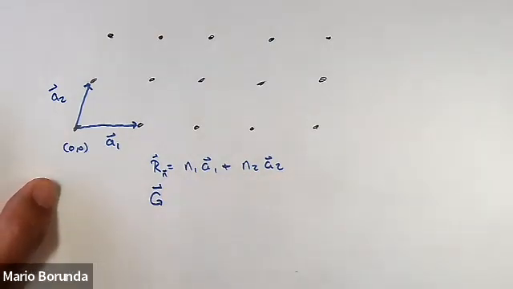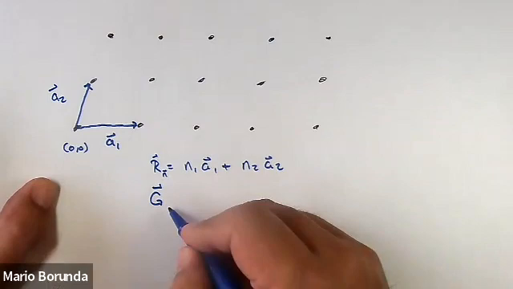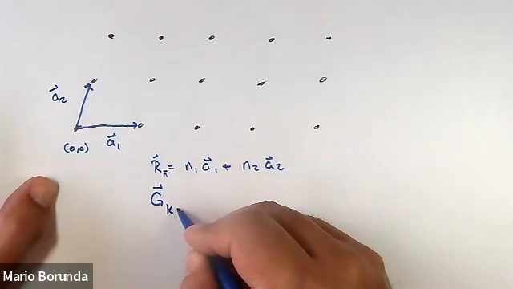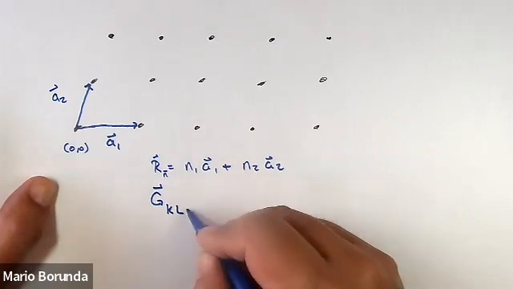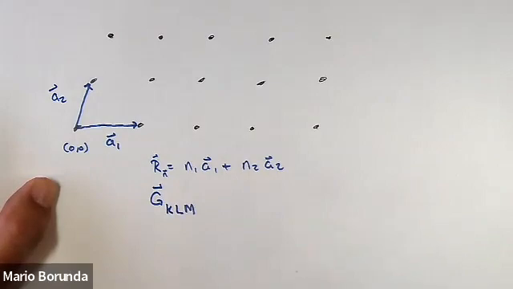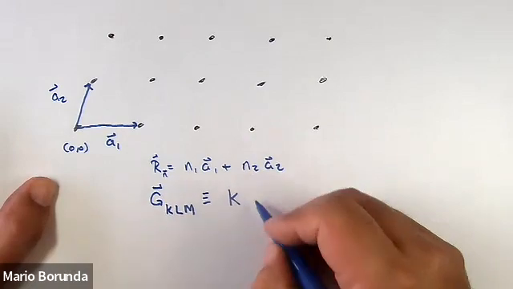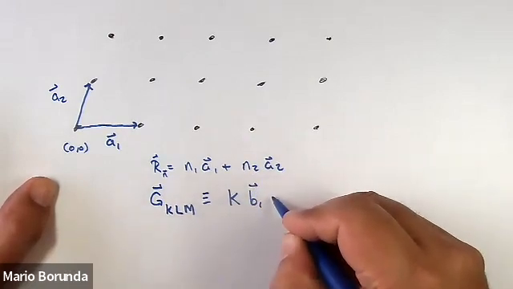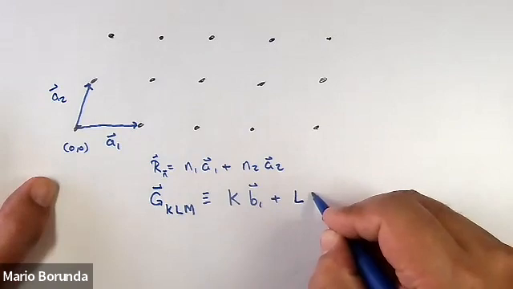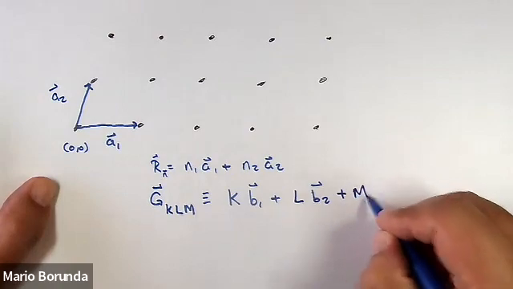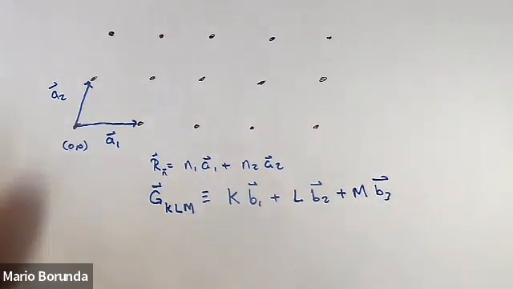So if this was three-dimensional, I would have three integers right here. So let me give you the notation for the three-dimensional G vector. This is actually K, L, and M. By notation, people use this to mean there's a capital K B1 vector plus a capital L B2 vector plus a capital M B3 vector. So assuming that it was three-dimensional; this is not three-dimensional.